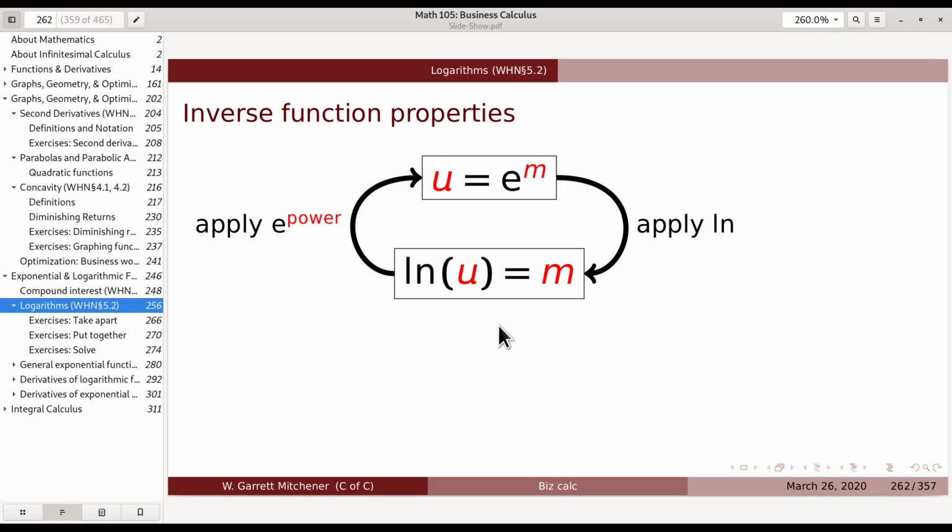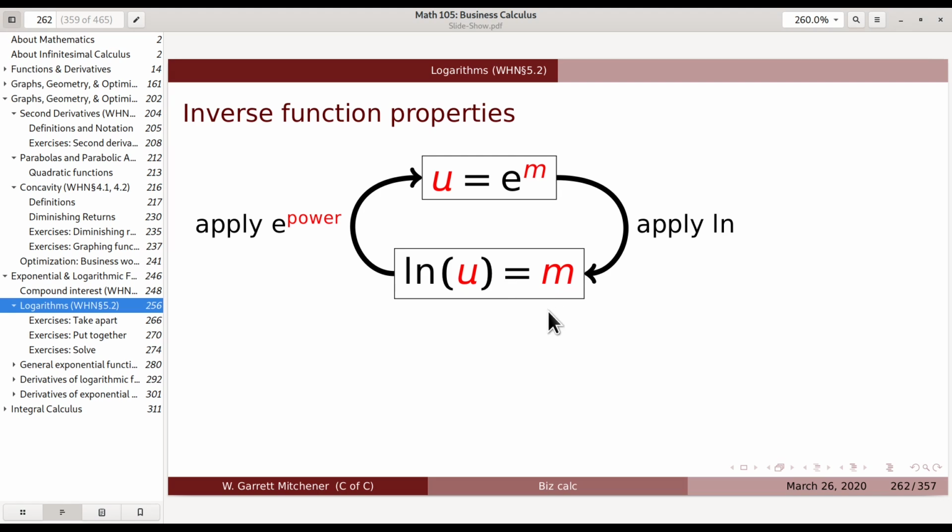As I said, e to a power and natural logarithm are inverse functions. So if you have an equation u equals e to the m, you can apply the natural logarithm function to both sides. On the left, you'll get ln of u. That has to be equal to ln of e to the m. The ln undoes the e and leaves you with m. So if you start with u equals e to the m and apply ln, that takes you to ln of u equals m.